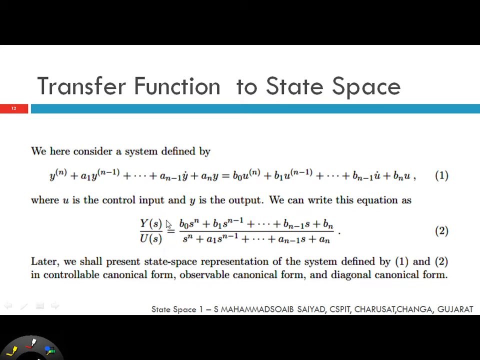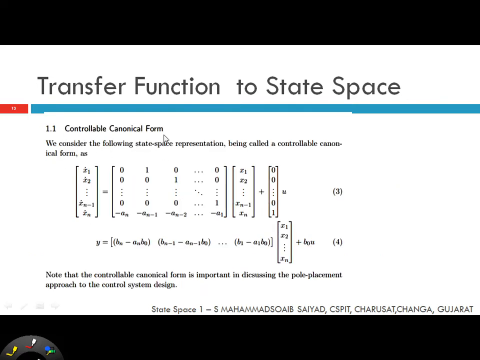We just need to find the transfer function: Y(s) upon U(s), where Y(s) is the output and U(s) is the input. So b0 s to the n plus b1 s to the n minus 1 up to bn, over s to the n plus a1 into s to the n minus 1 up to an. This form will have another three or four forms: the controllable canonical form, observable canonical form, and the diagonal canonical form. We are not going into that much detail about this, but we will discuss the general form in short. First will be the controllable canonical form.